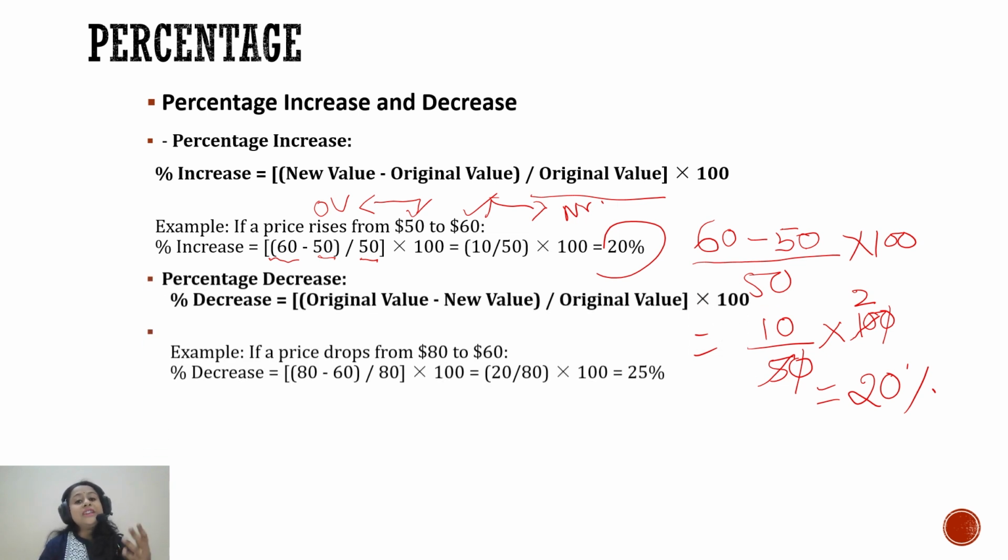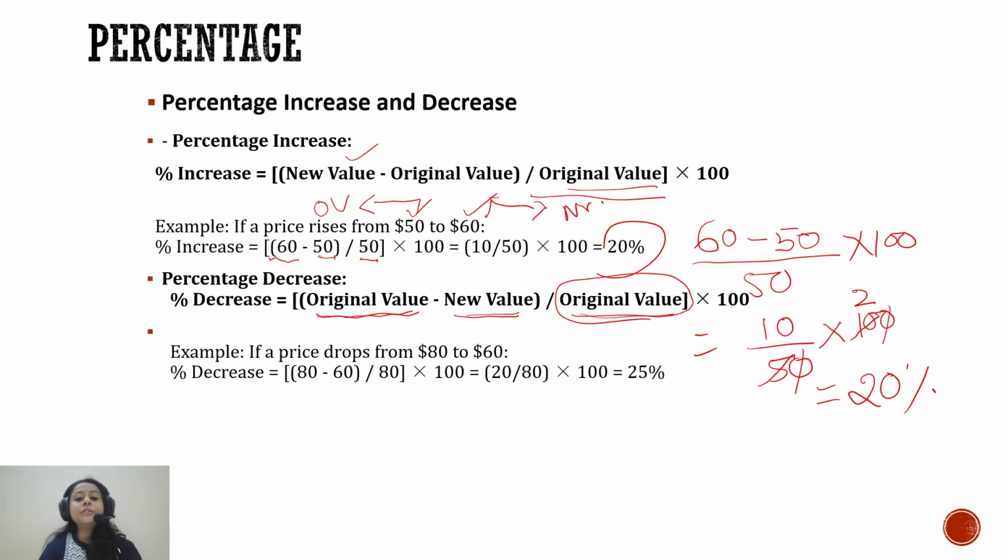In case of percentage decrease, it will be exactly the opposite. To calculate the percentage decrease of a price or profit, you first write the original value, unlike the previous case. In the previous case you first wrote the new value, but in this case you write original value minus new value, by original value. The denominator is the same in both cases, but in the numerator you first write the original value and then the new value, into 100. That will give you the percentage decrease.